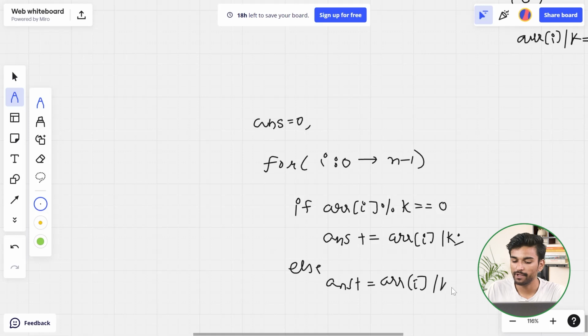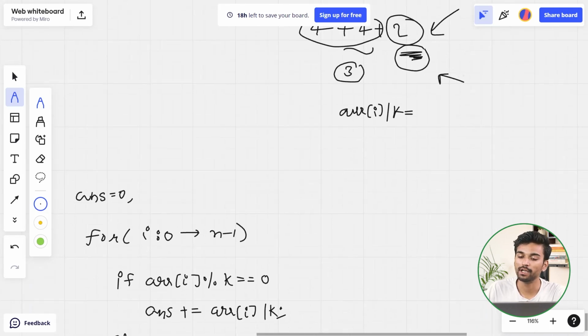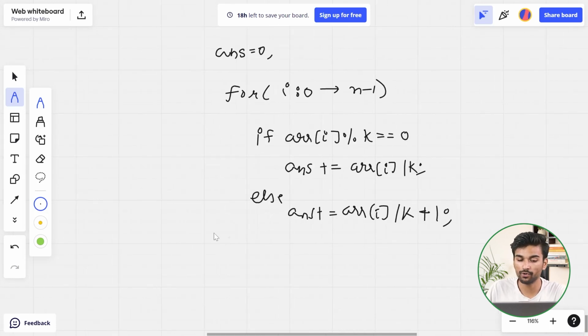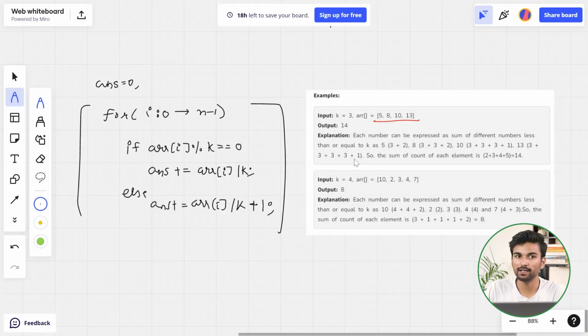Why plus 1? We have discussed that we will be adding plus 1 for this remaining element, that is 2 here. So add a plus 1 also. Okay, so this is the pseudocode, and let's see how it is working for this particular example number 1. We have the array like this, and we will have answer as 0 initially. I is at the very first element, that is 5, right? Now check if array of I is divisible by k or not. We can see that 5 modulo 3 is not coming out to be 0. So we will be going into our else part.